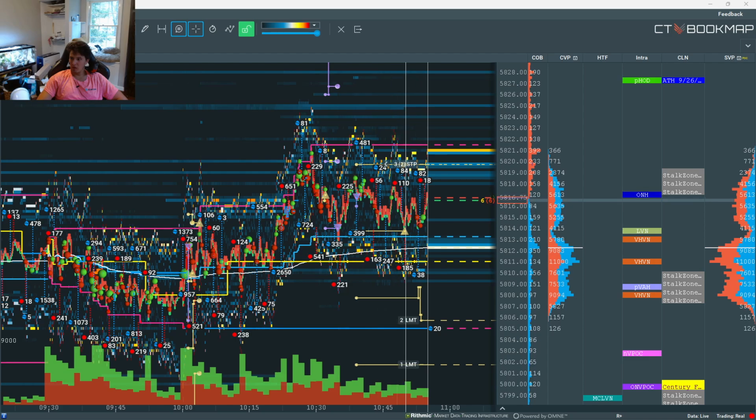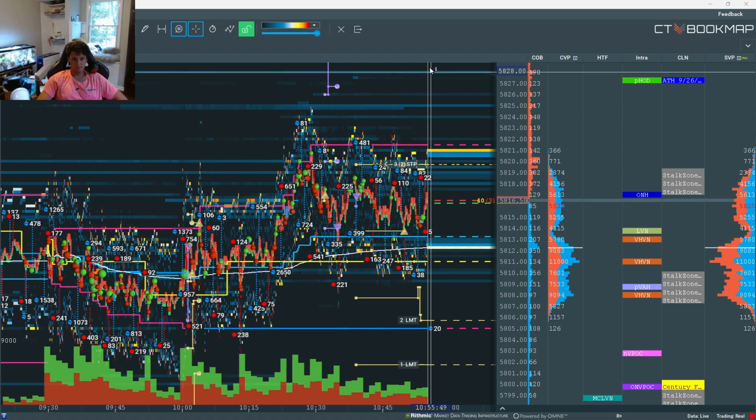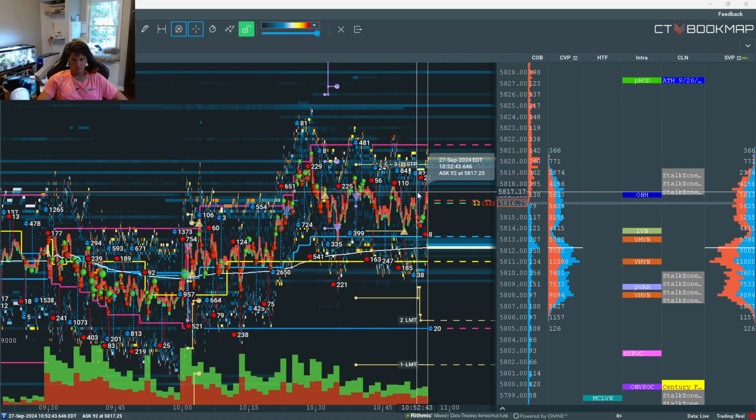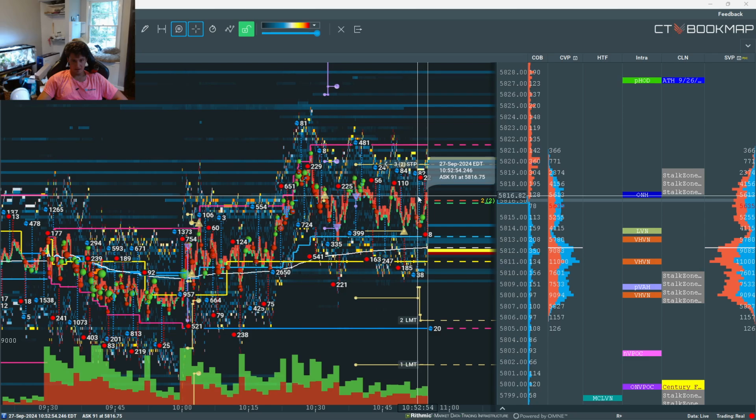We got a buyer at the low. On the MES, we see a seller gets absorbed at the LVN. Still have to get above this area.